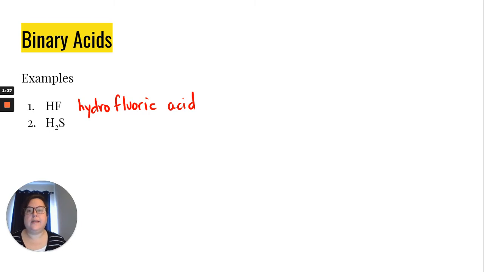Another example is H2S. So again, you still have two nonmetals because there's two capital letters. So we would say hydro. S is sulfur, so that is sulfuric acid. Now sulfur and phosphorus, we don't then tend to use the root. We tend to use more than the root. So this is an exception where we're using sulfur in its entirety.